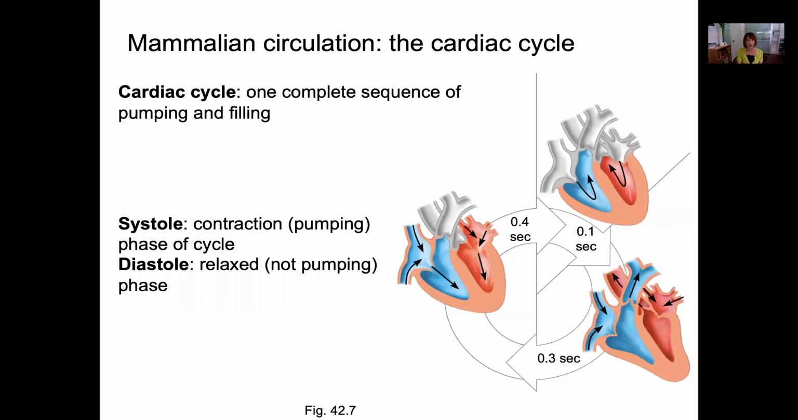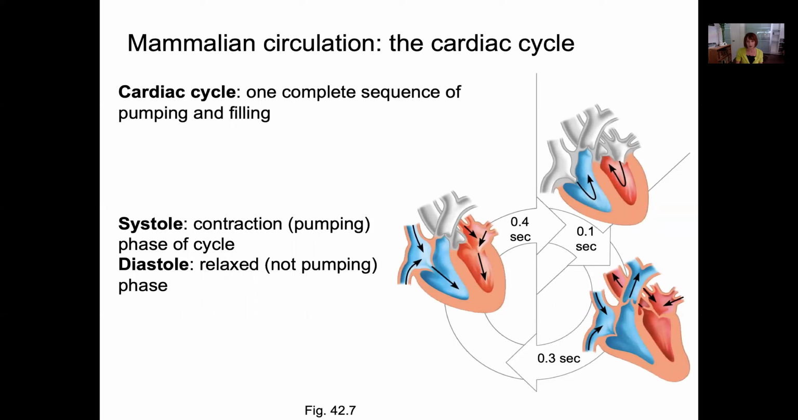Okay. All right, so the cardiac cycle refers to just one complete sequence of pumping and filling and sending blood back out. And there are two terms associated with it. Systole refers to the contraction phase, which is the pumping phase, the active phase of the cardiac cycle, and then diastole refers to the relaxed phase, which is not pumping, right?